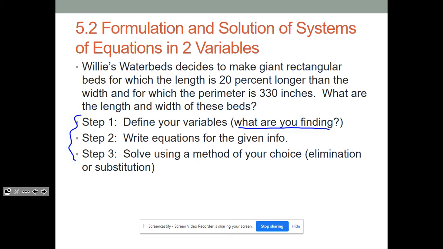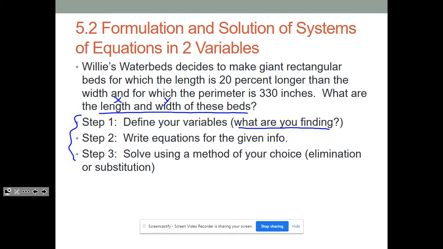So in this situation, I've got Willie here who sells water beds. Decides to make giant rectangular beds. The length is 20% longer than the width, and the perimeter is 330 inches. You want to know what are the length and width of the beds. So what am I finding? I'm finding length and width. So make that x and y. It doesn't matter which you choose, just assign it, okay?